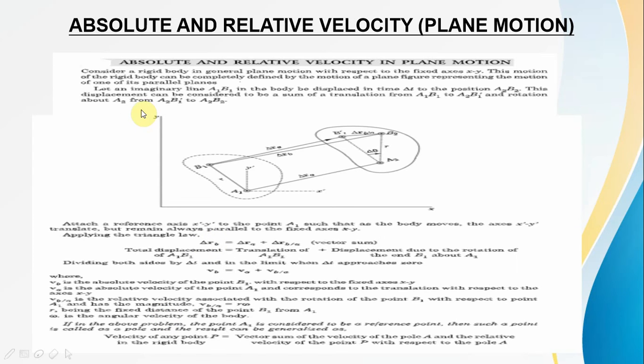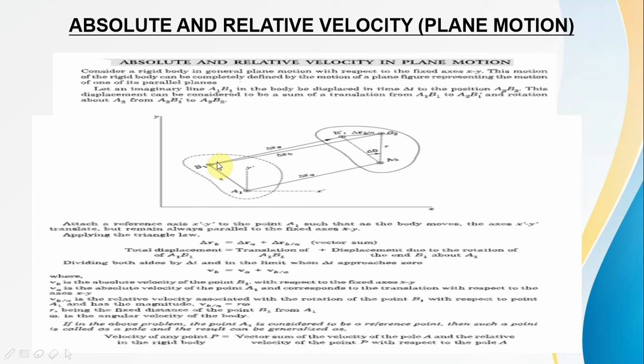Now there is an absolute and relative velocity also. In plane motion, there is a derivation related to this. So how to do this? Suppose this is a body, right? And this moves from here to here. Actually, this moves from A1B1 to A2B2, right? And this A2B2 dash is basically a translatory motion, right?